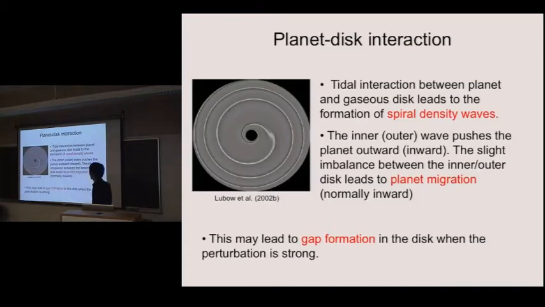So what is disk-planet interaction? It happens when the gas in the disk is still around and the planet has just formed. The planet is going to dynamically interact with the disk through gravity and excite density waves. The disk and planet exchange angular momentum. The inner part of the disk is going to push the planet outward, and the outer part of the disk is going to push the planet inward. The difference between the torques on the two sides will determine the planet migration rate. And if the perturbation is strong enough, you can also maybe open gaps.